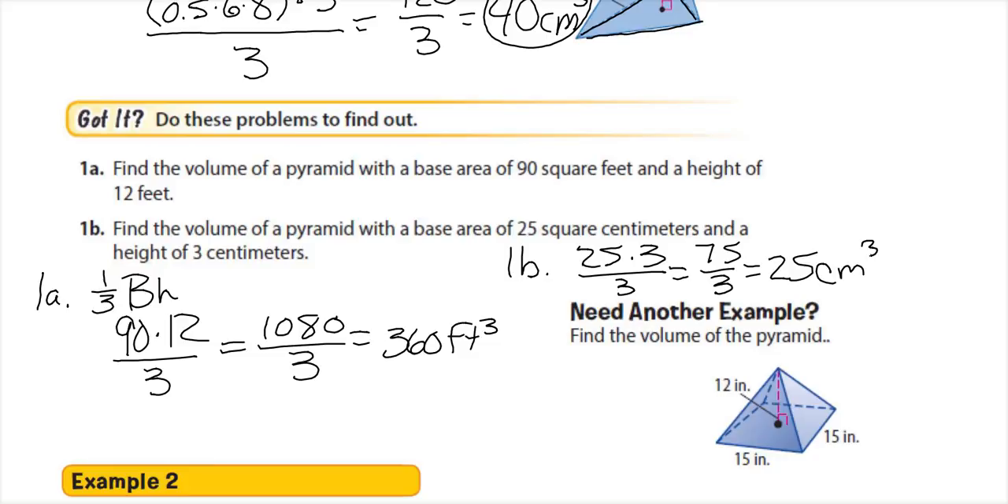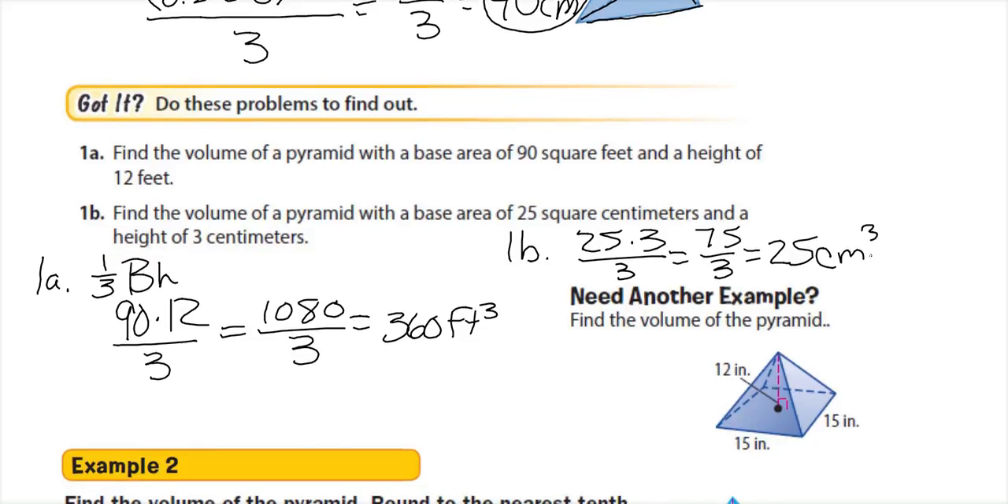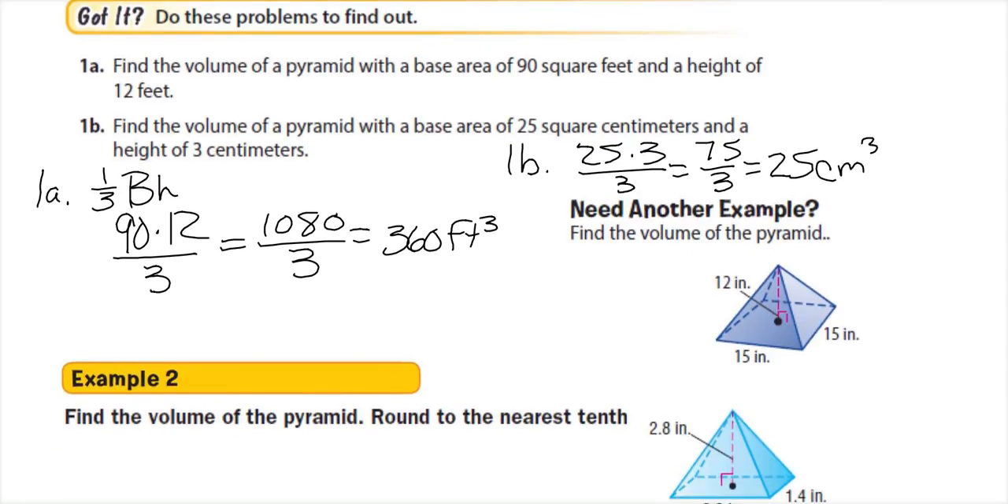Okay. All right, now let's try another example, because they didn't give us the answer on that one. So let's actually practice this one. First we have to find the area of the base. So again, it's 1/3 area of the base times the height. So how do I find the area of a square? Think back to a few years ago when we were learning about squares. How do I find the area of a square? I take the length and I times it by the width. All right, so we're going to do 15 times 15.